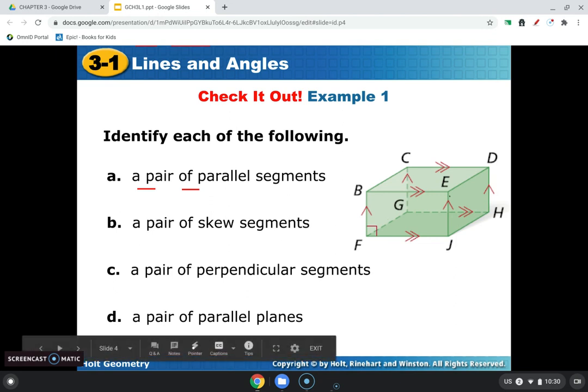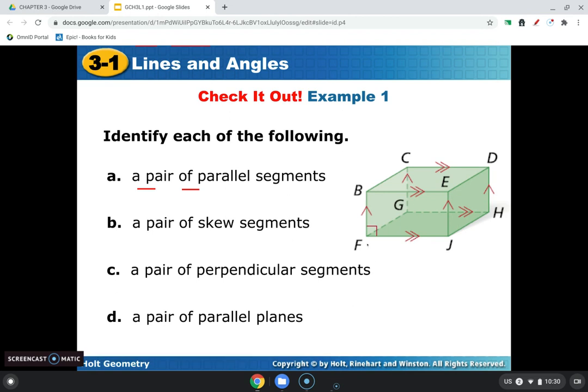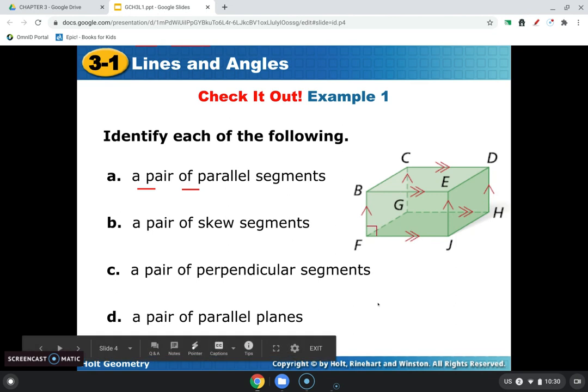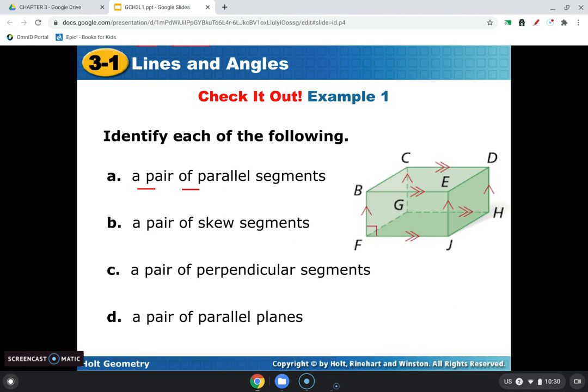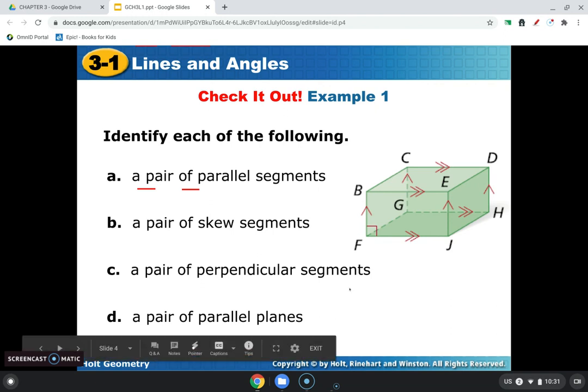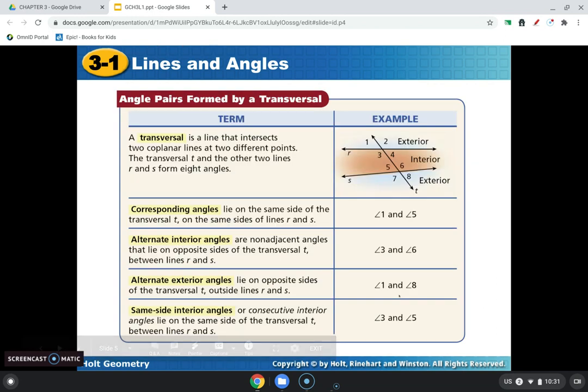BE and EJ, and FB and BE. Lots of perpendicular segments. And last, a pair of parallel planes. So you could look at the top and the bottom of that box, CBE and GFJ. The sides, EDH and BCJ, or BCG, excuse me, would be parallel planes.